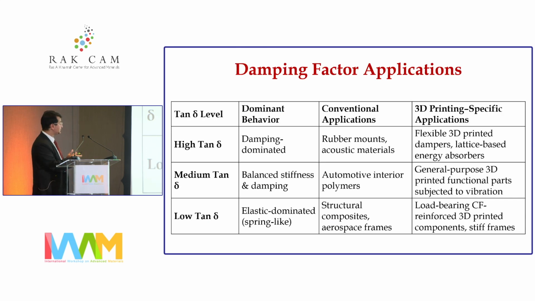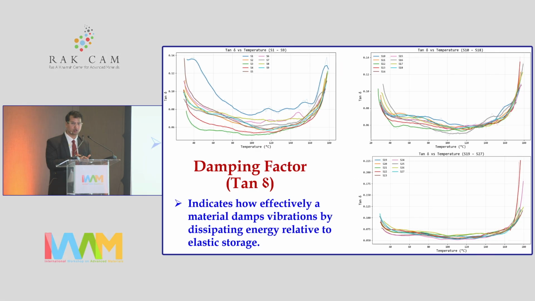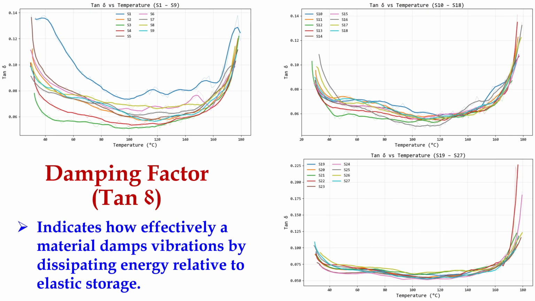Damping factor is the ratio of loss modulus to the storage modulus. So it tells you basically how effectively a material damps vibrations by dissipating energy relative to elastic storage.